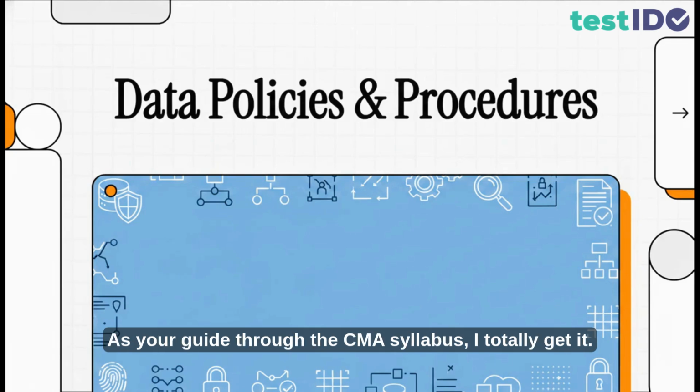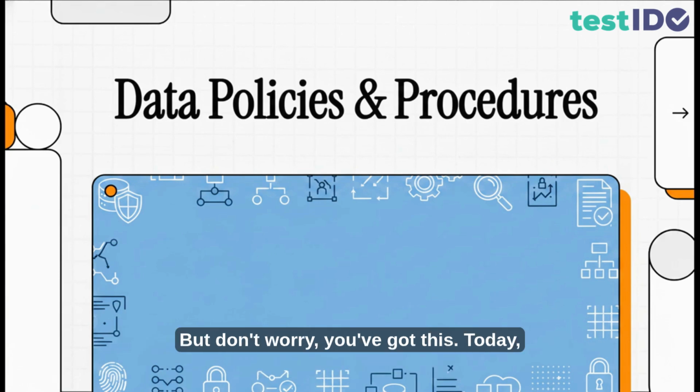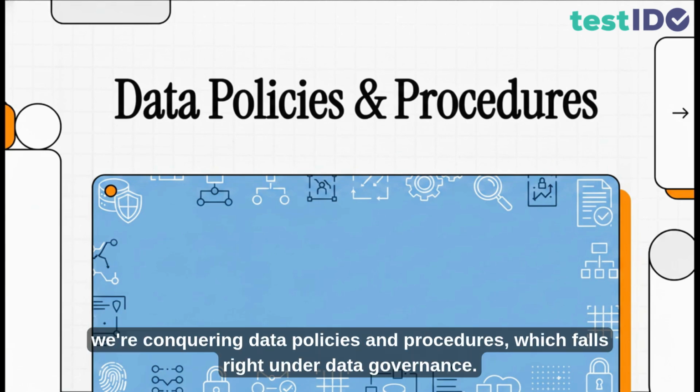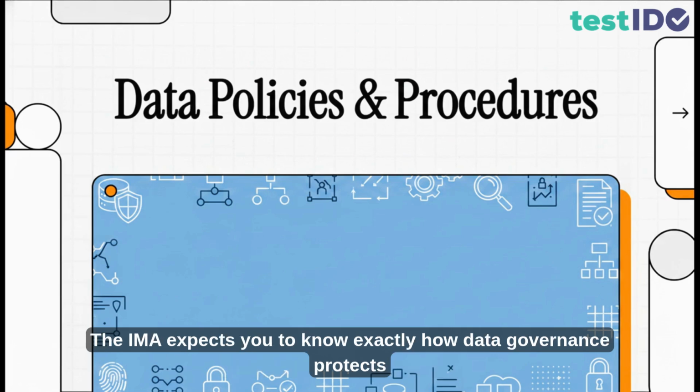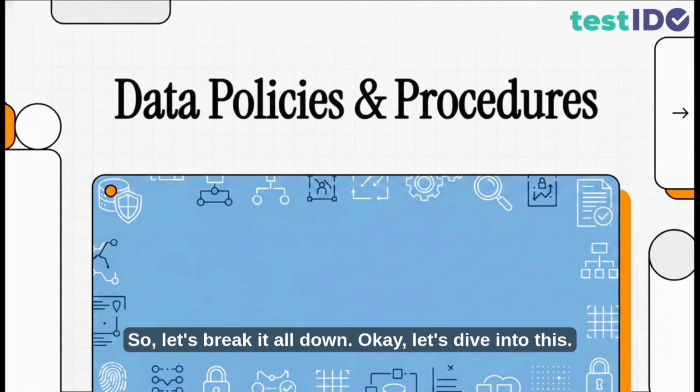As your guide through the CMA syllabus, I totally get it. The Technology and Analytics section can seem pretty intimidating at first glance. But don't worry, you've got this. Today, we're conquering data policies and procedures, which falls right under data governance. The IMA expects you to know exactly how data governance protects information integrity, ensures compliance, and reduces risk. So let's break it all down.